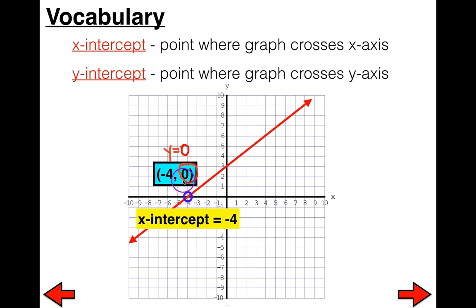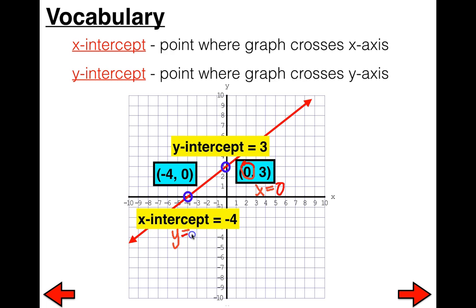The other thing is the y-intercept can be found here. This is the y-intercept. It's occurring at 3, and this ordered pair would be written as (0, 3). Notice in this case, in order to find the y-intercept, this time x has to be 0. So if you're looking for the x-intercept, you're going to make y = 0. But if you're looking for the y-intercept, you're going to make x = 0.